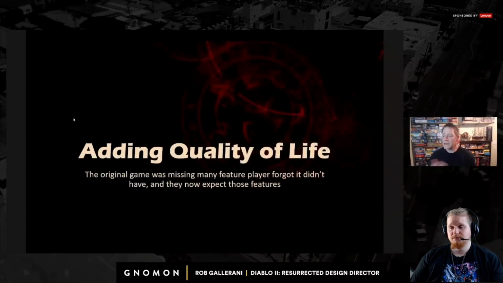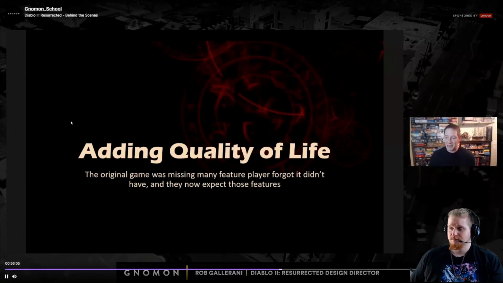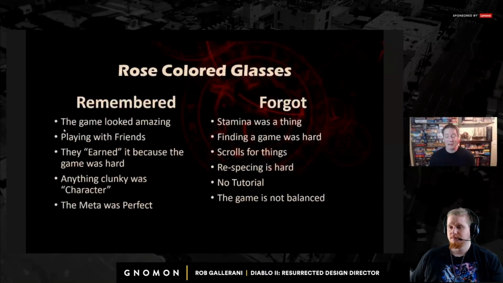So another thing was, how do we add quality of life? The original game had a whole bunch of features that players forgot they didn't even have, but now they expect those features. What they remembered is the game was amazing and they played with their friends and they earned everything because the game was hard, and that anything clunky was just the game having character. Their meta was perfect. But things that every player forgot was, oh yeah, there's stamina. If I run too long, I stop. And when I'm running, I lose armor.